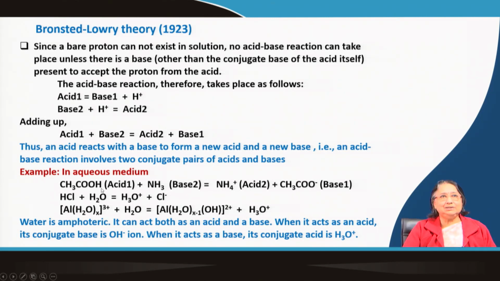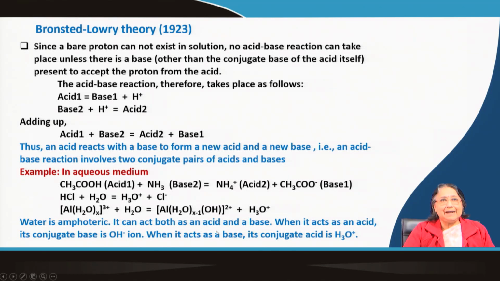Here the example you see, acetic acid which is acid 1, then the ammonia molecule which is base 2 can produce ammonium ion. So, this acetic acid gives the proton which is taken up by the ammonia to form the ammonium ion, and then this one is converted to base, which is nothing but the acetate ion. Okay. So, acid 1 and base 1 and base 2 and acid 2, these are the two pairs. So, in this way we can explain all reactions, and we also know that water is amphoteric.